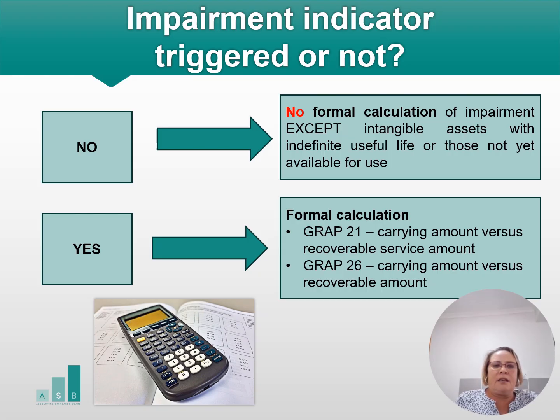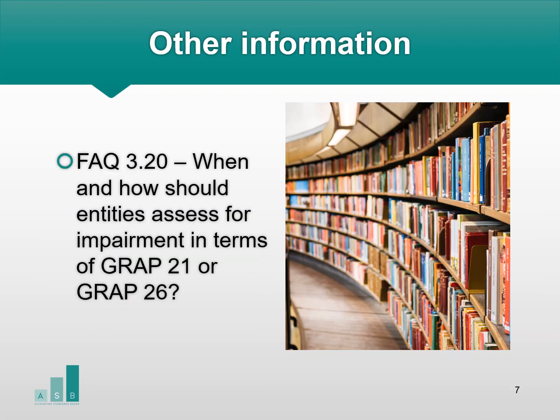If, however, the indication suggests that the asset is impaired, the entity must undertake a formal calculation to determine if there is an impairment loss. Under GRAP 21, this is done by comparing the carrying amount of the asset with its recoverable service amount, while under GRAP 26, the carrying amount is compared to the asset's recoverable amount. This then closes my presentation.